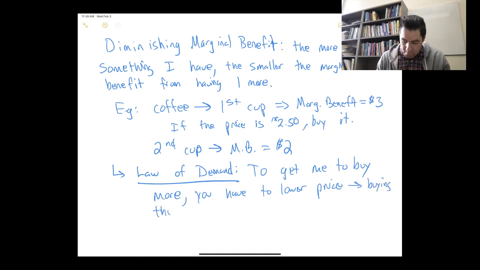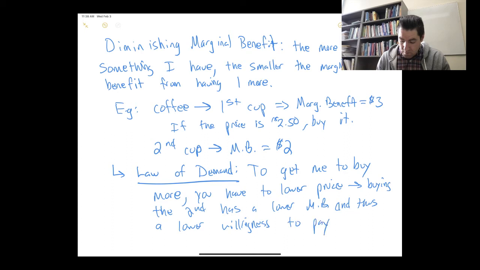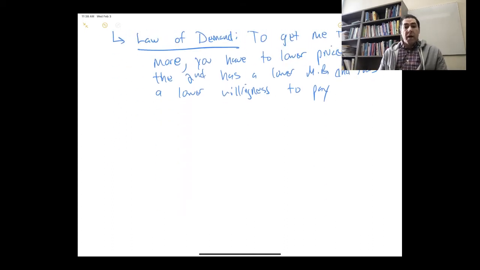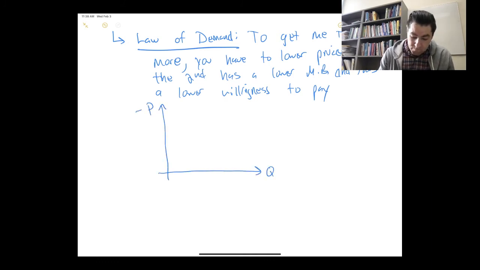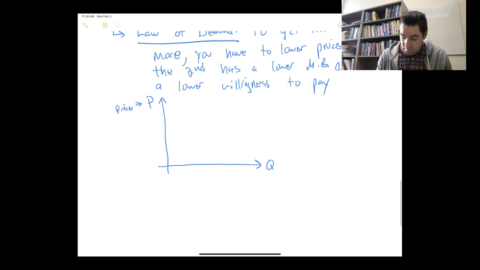Buying the second one has a lower marginal benefit and thus a lower willingness to pay. So at $3, my quantity demanded, if this is the price and this is the quantity, when the price of coffee is $3, I'm willing to buy the first cup.